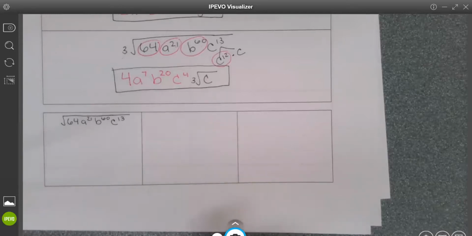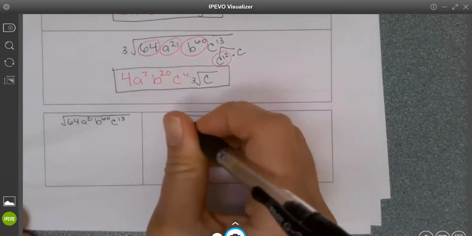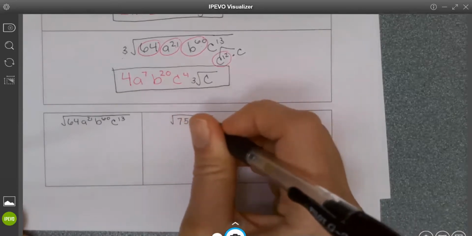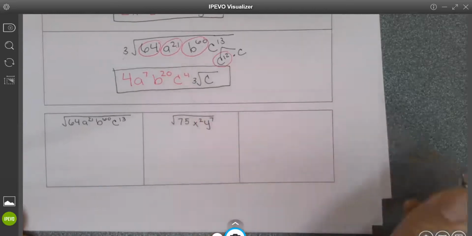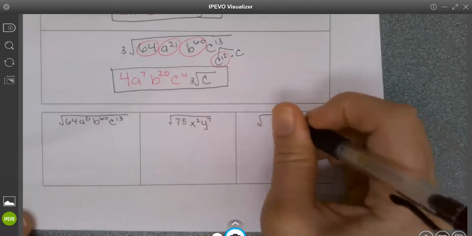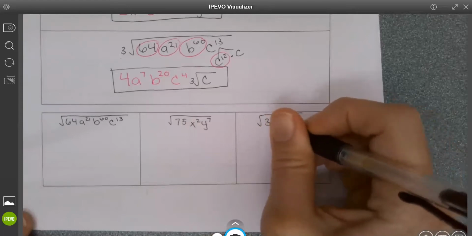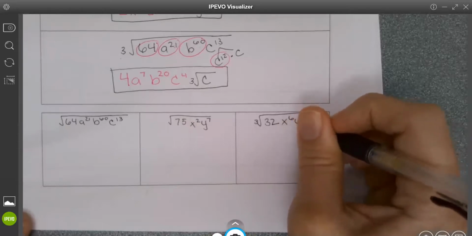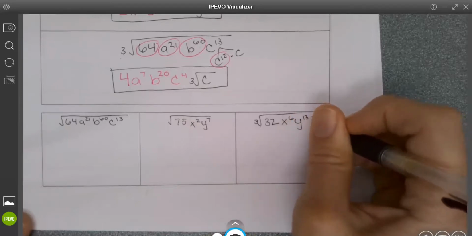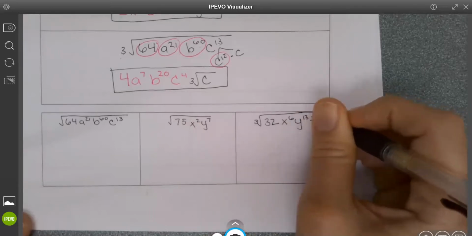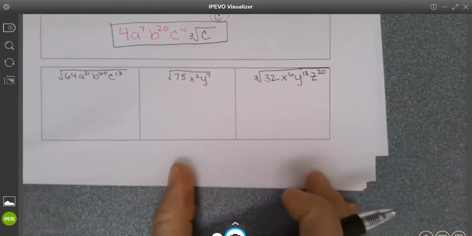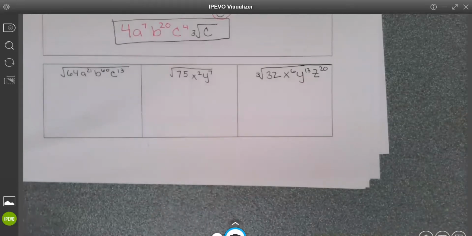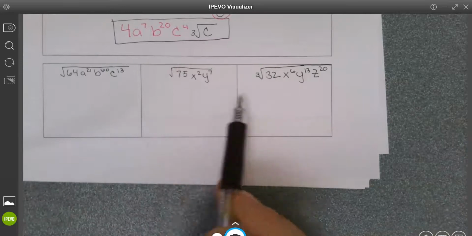Then let's do the square root of 75 x squared y to the 7th. And let's do the cube root of 32 x to the 6th, y to the 13th, and z to the 20th. So take a moment and write those down. And then I want you to pause the video and do them all the way out, and then I'm going to show my work and the answers to those. And just be careful, this is a cube root, not a square root. First two are square roots.